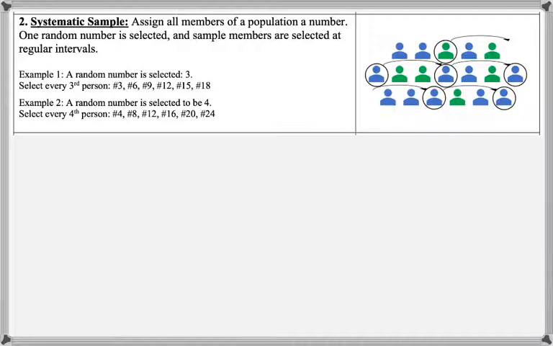and then that tells us how to select the members at regular intervals. So if we select a random number of 3, we would select every third person. So multiples of 3, 3, 6, 9, etc. If we select a random number of 4 at the beginning, we would select every fourth person. So 4, 8, 12, etc. And in our diagram, we are selecting our 6 people by choosing every third person.